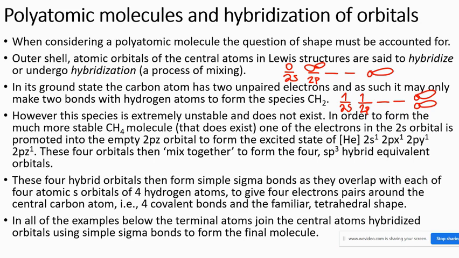All right. Now, have we talked about sigma and pi bonds yet? Okay. So I think I'm getting ahead of myself then. So we end up with these hybrid orbitals.